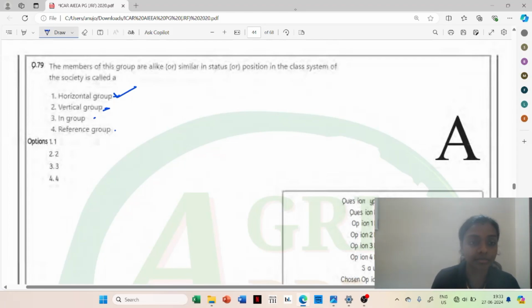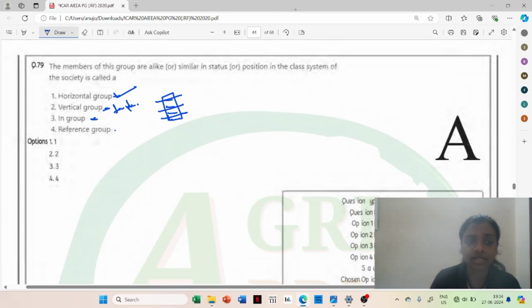Say for example you are taking a religious group, a temple group, or a church group. In that many people will be there, they all are united by the component called religion, but still many people from very higher class or lower class, very varying statuses or positions in the society will be included. So that is a vertical group.